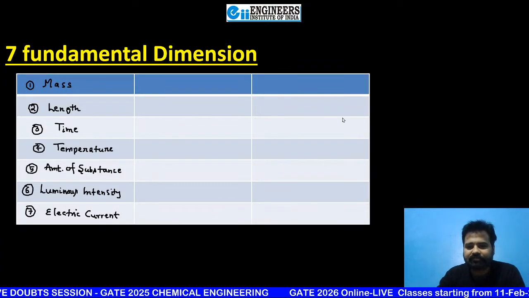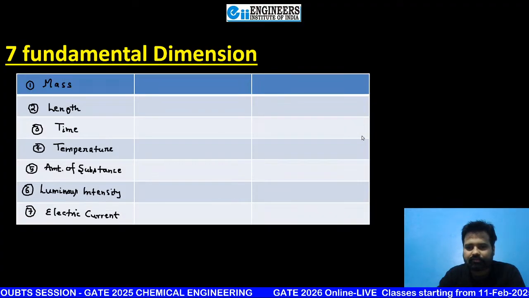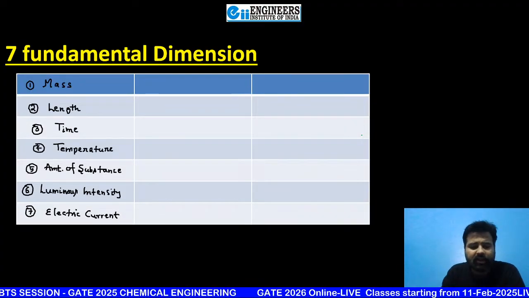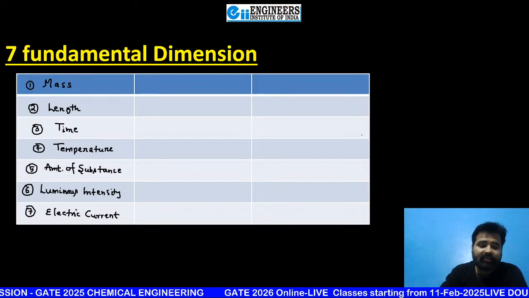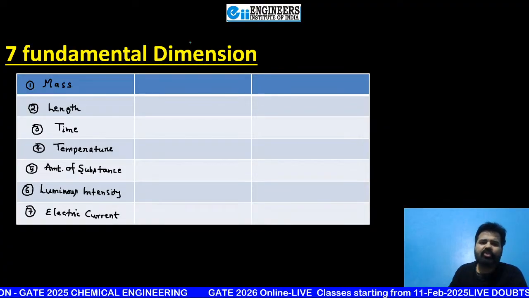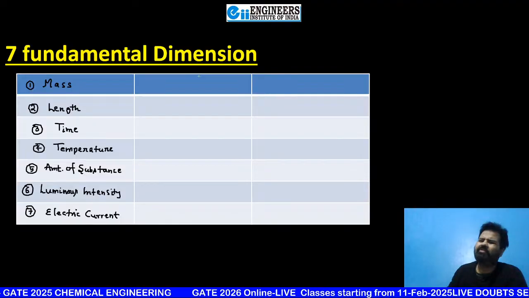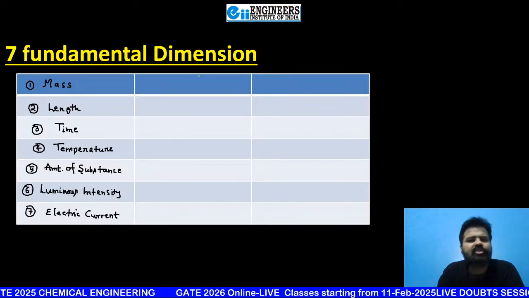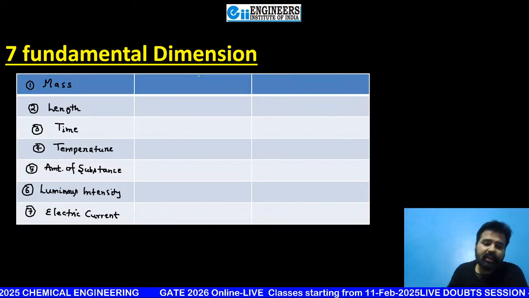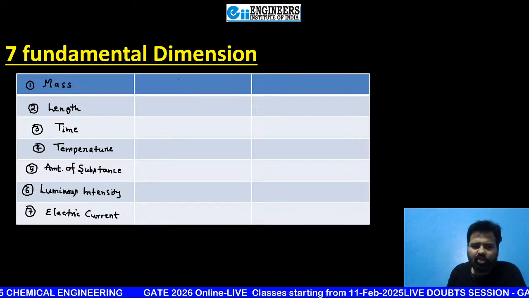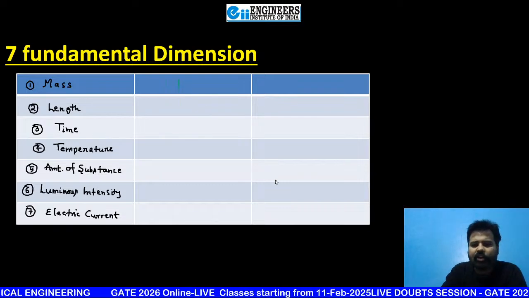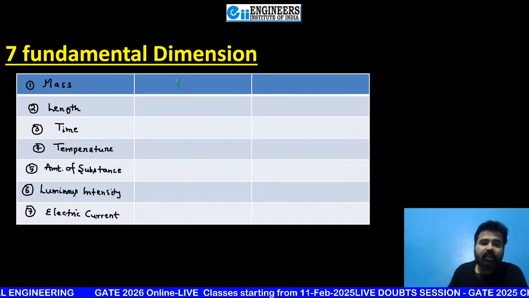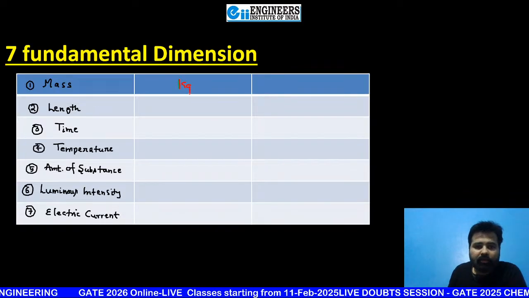These seven. Now I want to ask you one thing. What are the SI units? The main units, or you can say the simple unit. SI means International System of Units. I will discuss it later in detail. Here just write, mass you can write in kilogram.